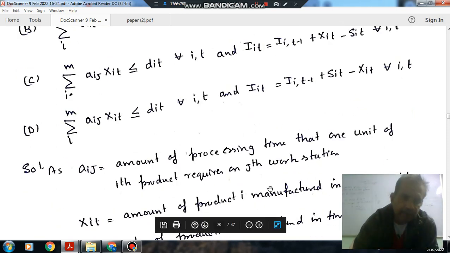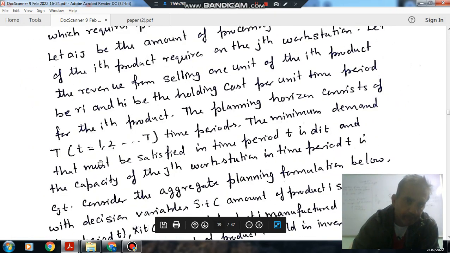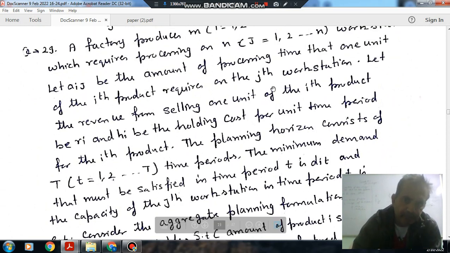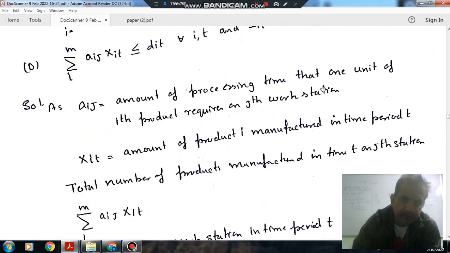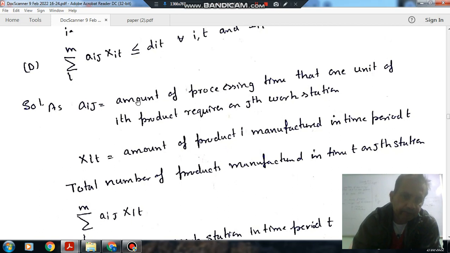Now Aij is the amount of processing time that one unit of the ith product requires on the jth workstation, and Xit is the amount of product i manufactured in time period t.